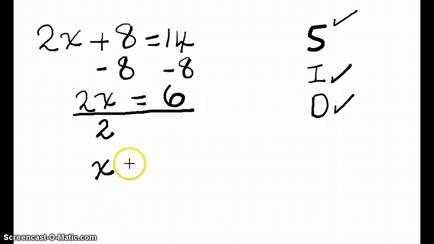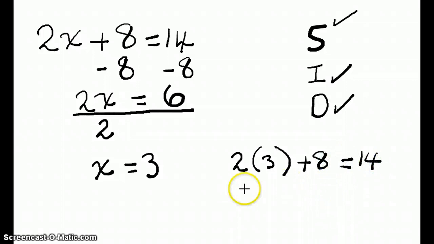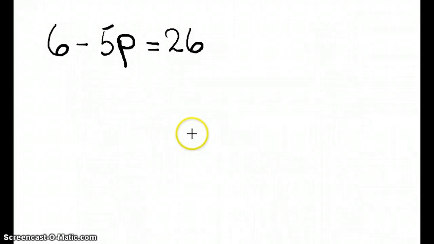That's inferred. What I do on the left side, I must do on the right side. 6 divided by 2 equals 3. And remember, now I need to do my check step. 2 times 3 plus 8 equals 14. 6 plus 8, 14 equals 14. Great. So that was a nice, easy, straightforward one. Let's move on here and see if we can find something a little more complicated.